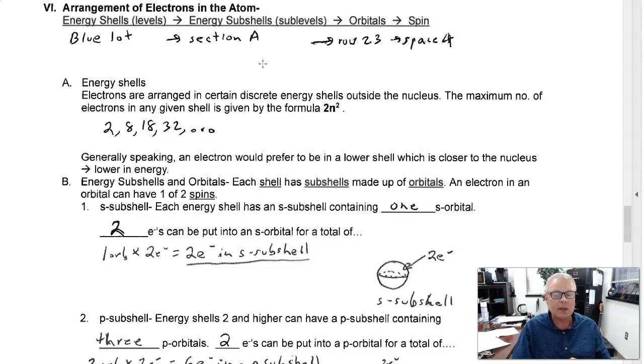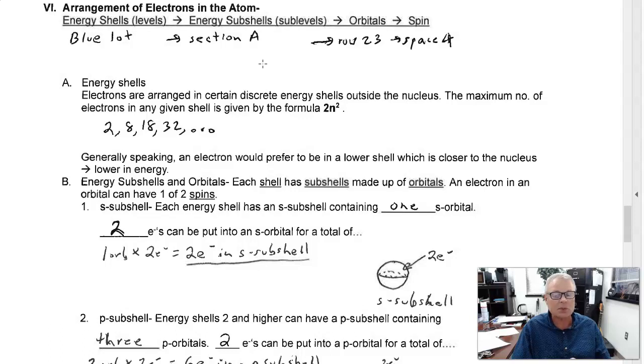Lower energy shell means closer to the nucleus. When we talk about closer average distance to the nucleus, that is analogous to saying lower in energy. So an electron close to the nucleus is low in energy. An electron further away from the nucleus is high in energy.